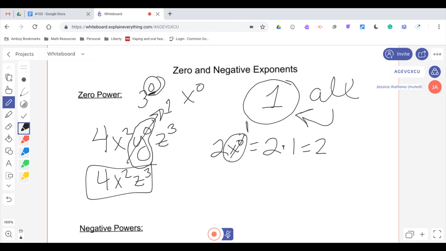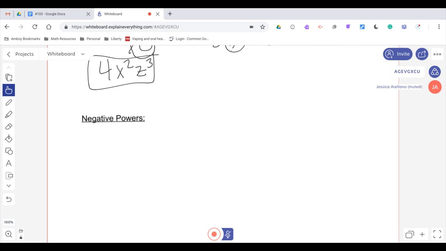Okay, so anything with an exponent of 0 becomes 1. But it specifically has to have that exponent. If 0 is not attached to something, then it stays as it is.